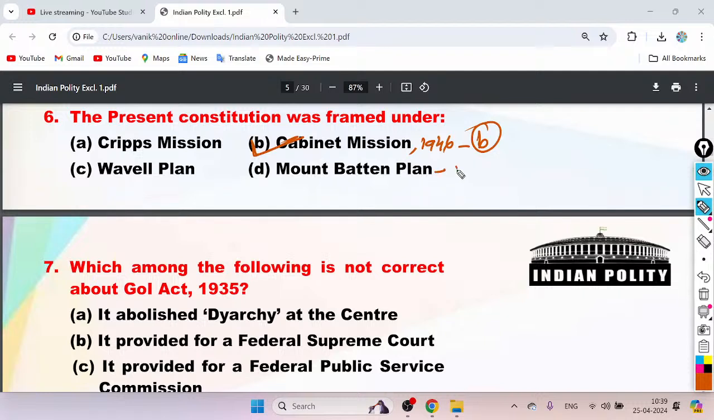The Mountbatten Plan is known as June 3 Plan 1947, Wavell Plan 1946, and Cripps Mission 1942.